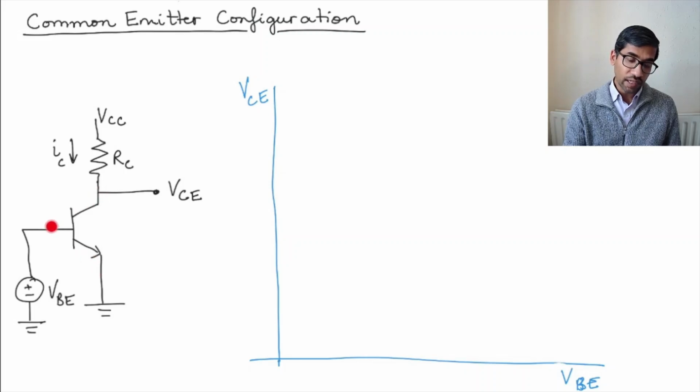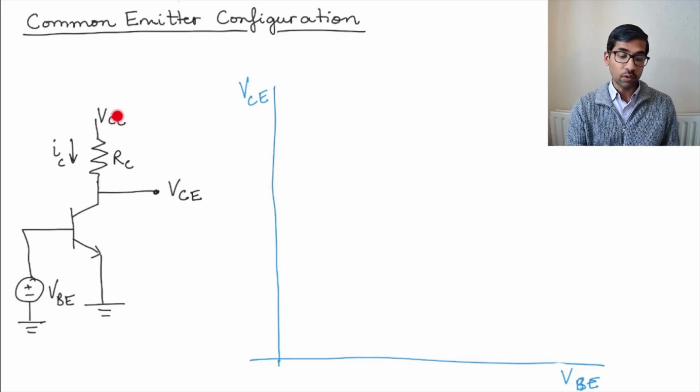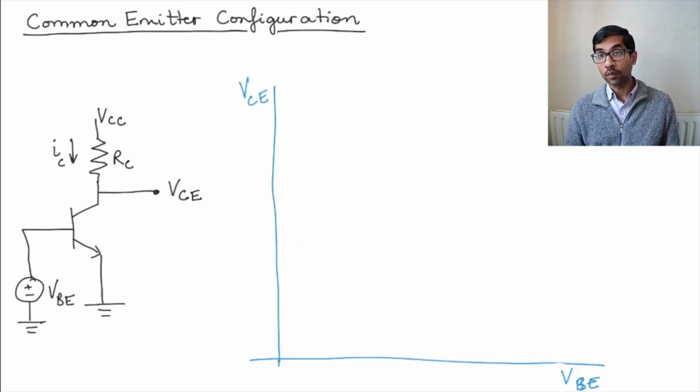Similarly, what about the collector base junction? It's also going to be reverse biased, right? This is connected to VCC, which is basically the positive power supply, so probably 10 volts or 15 volts, while this is 0. So it looks like the collector is going to be more positive than the base, and therefore this is also reverse biased. So the transistor then is in cutoff mode.